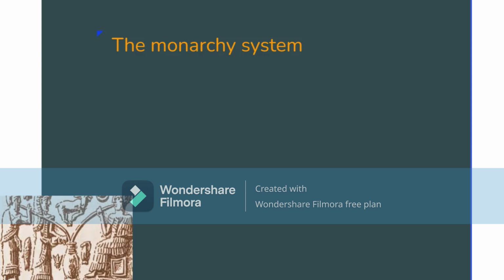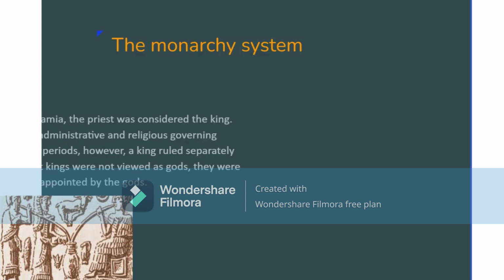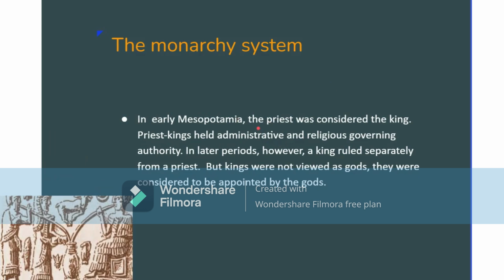But this wasn't the case in Egyptian civilization and Chinese civilization, where in both a king ruled. So in the monarchy system, as I told you, in early Mesopotamia the priest was considered the king. The priest kings held administrative and religious governing authority. And in the later periods, however, a king ruled separately from a priest.